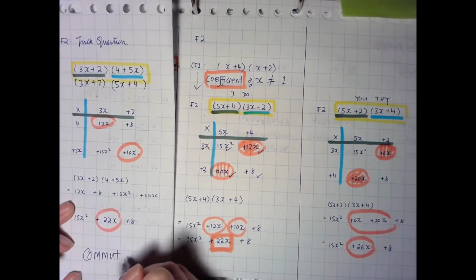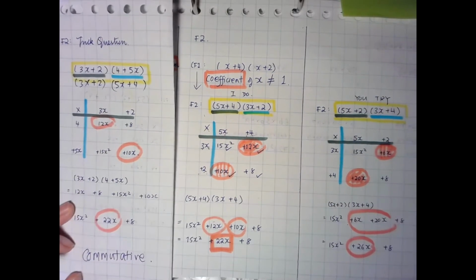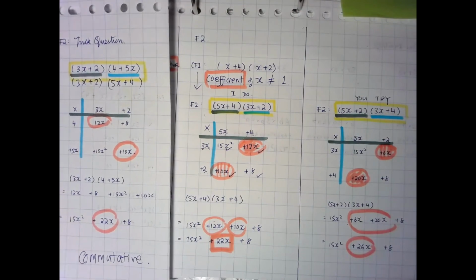Okay, so those are your 3 F2 examples. Give them a go yourself now with your independent work.